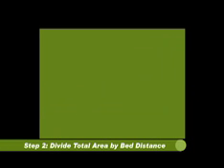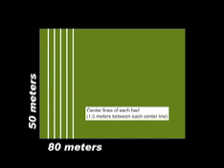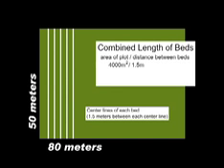Step 2 is to divide the total area by the distance between beds. Fintrac recommends that beds measure 1.5 meters from center to center. So divide the total area, 4,000 square meters, by the distance between beds, 1.5 meters, and this will give you 2,667 meters.